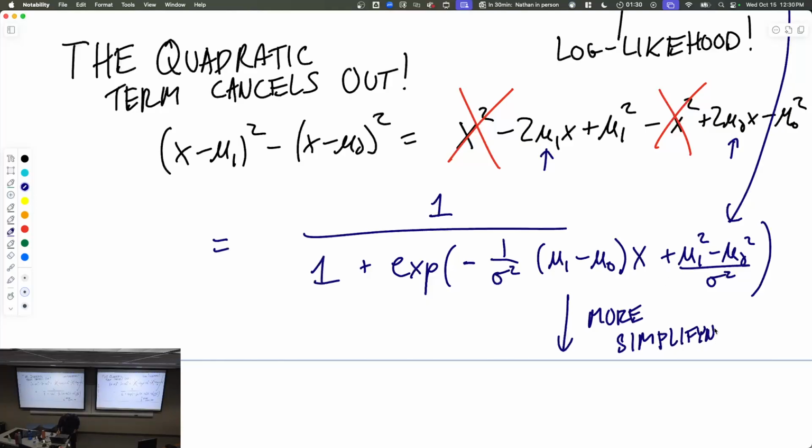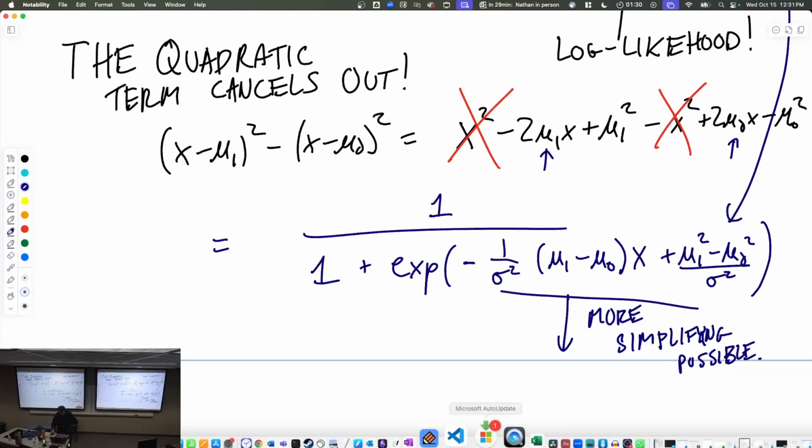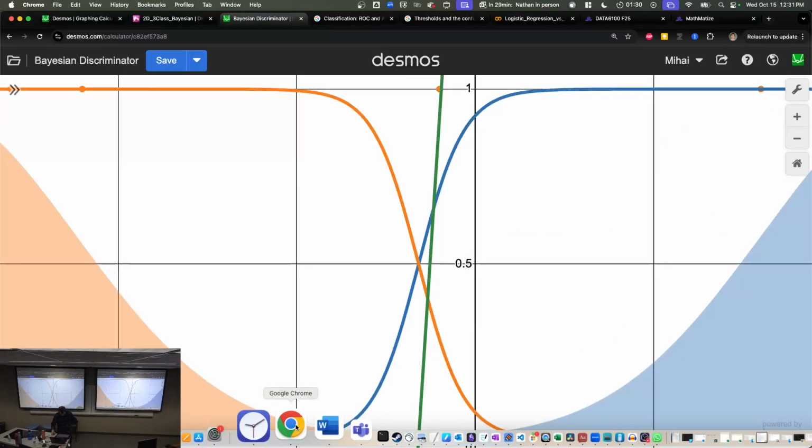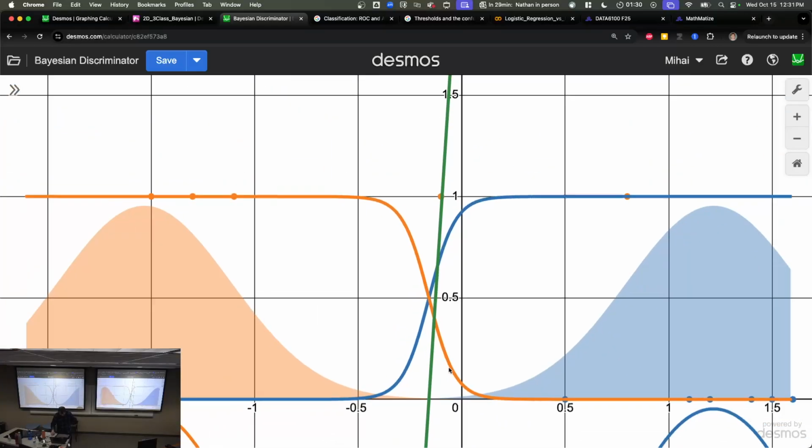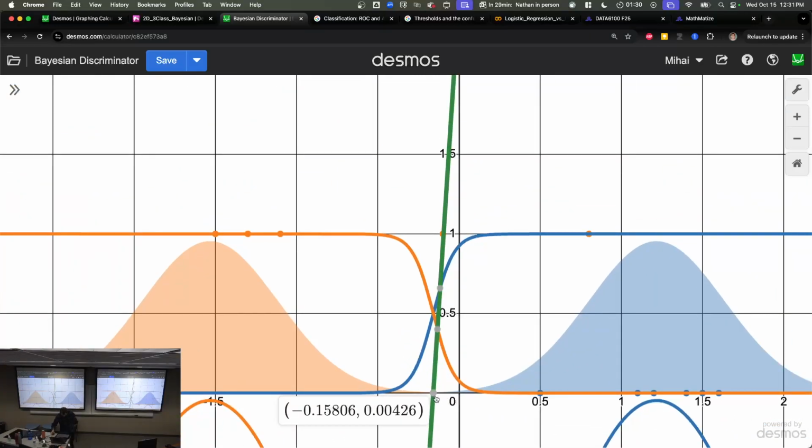If you do the more simplifying, you will see that this line actually crosses zero exactly at the midpoint between the blue and the orange. So if you do the sigmoid of the green line, that will give you the discriminator, and it's exactly hitting 0 at the midpoint between the two means, the mean 0 and the mean 1. We can also double check.